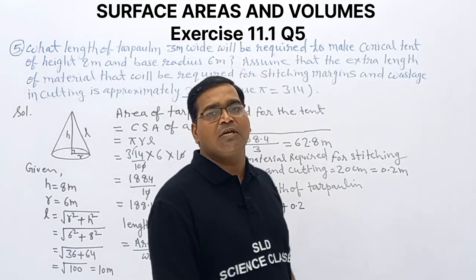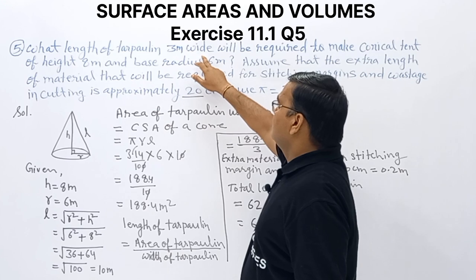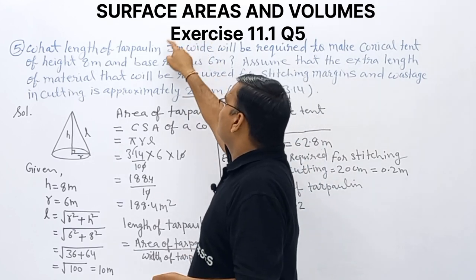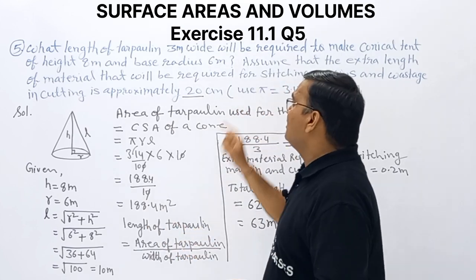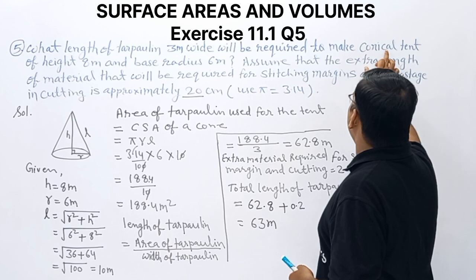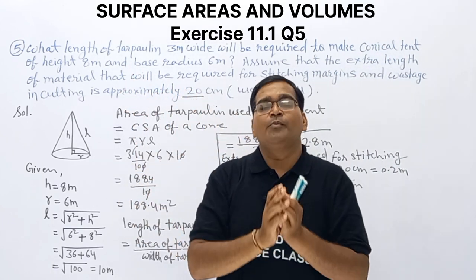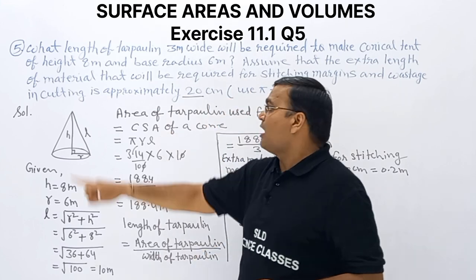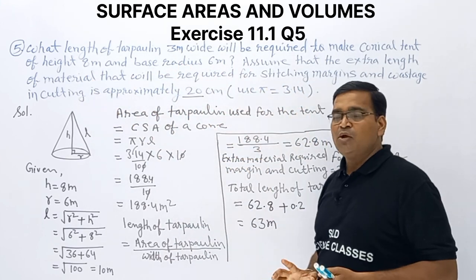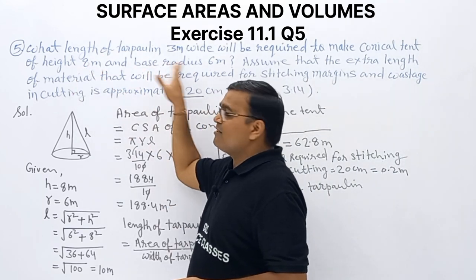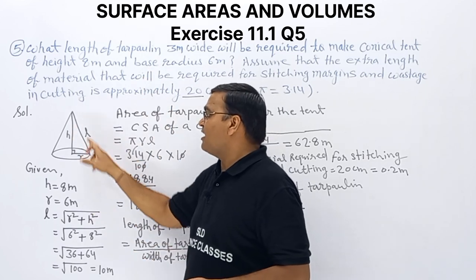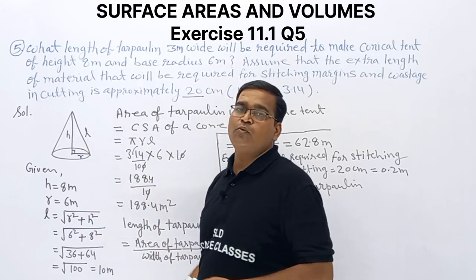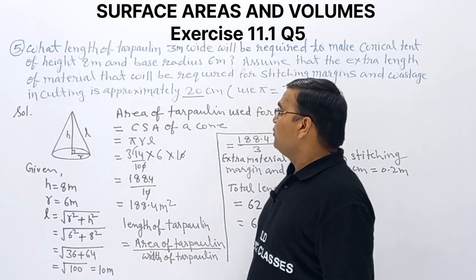Observe what we are doing in this question. What length of tarpaulin, 3 meter wide, will be required? We want the length of the tarpaulin. The width of the tarpaulin is 3 meter. Clear? Length is required, width is given in the question. We want to make a conical tent using this tarpaulin. The tent height is 8 meter and its base radius is 6 meter. Using these two things we can find the slant height of the conical tent. How? By using the Pythagoras theorem. We can apply this and find the slant height, which is 10 meter.